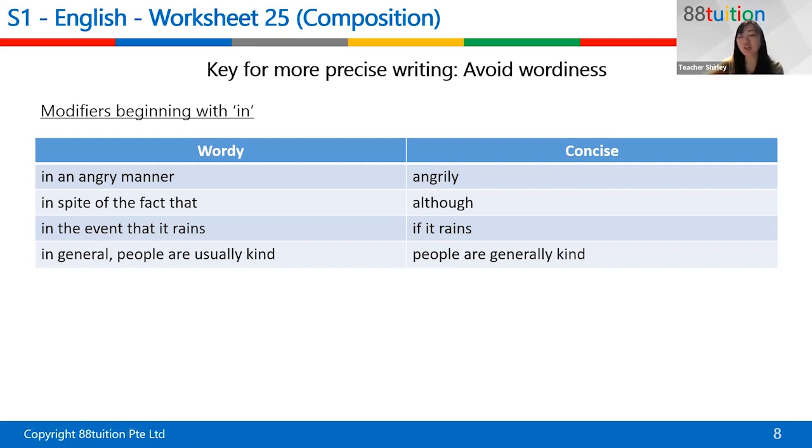Okay. In general, people are usually kind. So a lot of times I think we get into the habit of writing in general. But actually we can just cut short to people are generally kind. That's all. Okay. Quite redundant here.